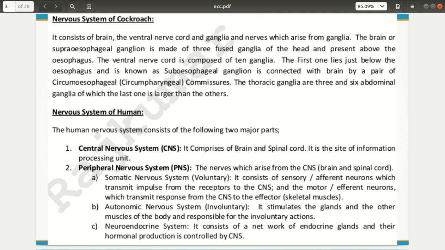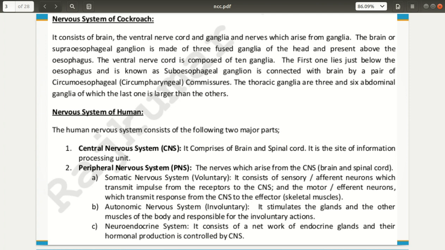The nervous system of human beings consists of three major parts: the central nervous system, peripheral nervous system and autonomous nervous system. The central nervous system is also called CNS, the peripheral nervous system is called PNS, and the autonomous nervous system is called ANS. The central nervous system comprises the brain and spinal cord, and it is the site of the information processing unit. The peripheral nervous system arises from the central nervous system, that is, the brain and spinal cord.